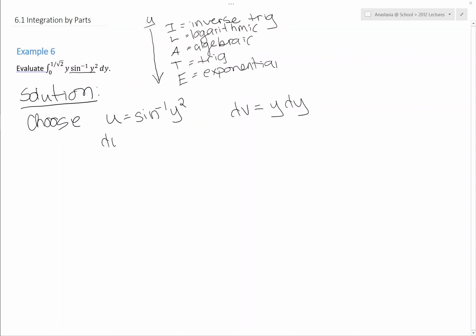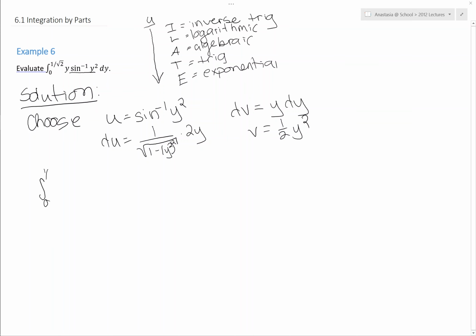Now we differentiate u to get du. Remember, the derivative of arc sine is 1 over the square root of 1 minus whatever the argument is. So that's y squared squared, and the chain rule says we need to multiply by 2y as the derivative of y squared. Now to get v, we're going to integrate dv, so we're going to integrate y dy. That's going to give us 1/2 y squared.